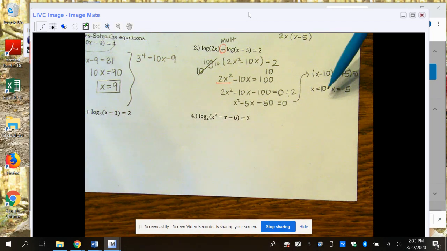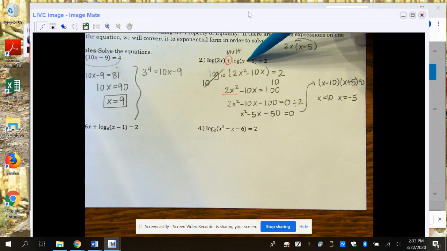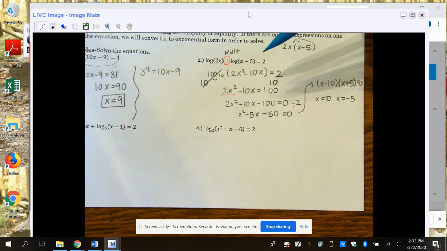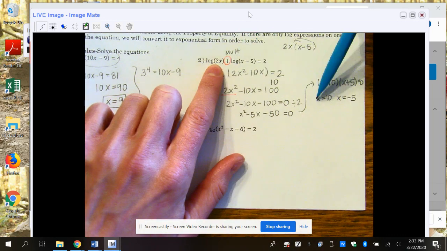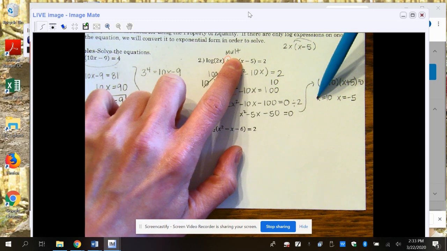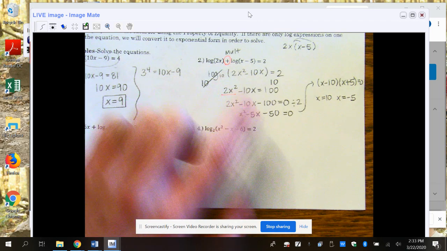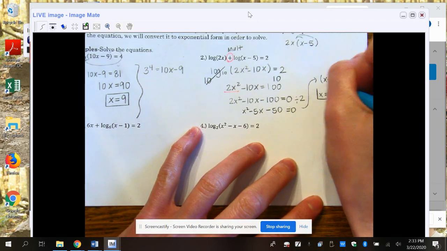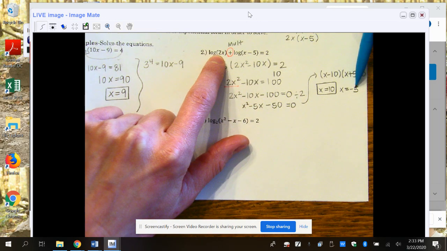So now I'm going to come back up here. I'm going to plug each value into each log to make sure I don't get a negative value inside that log. And remember, you always come up and you do that in this first step right here. So 2 times 10 is 20. 10 minus 5 is 5. I get a positive here and a positive here. So that means 10 is good to go. And then 2 times negative 5 is negative 10.